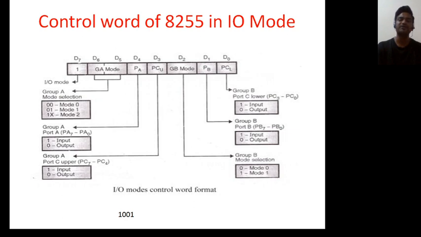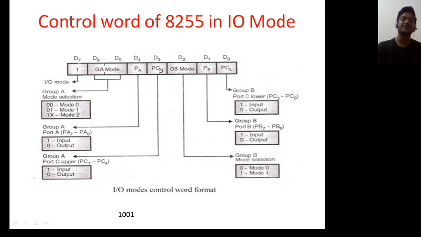So the maximum value is 2, and to represent 2 we require 2 bits. If the value is 0 0 it will work in mode 0, if the value is 0 1 it will work in mode 1, and if it is 1x, that is 1 0 or 1 1, port A will work in mode 2. Similarly, the next bit is for function: if its value is 1, port A will work as input. If its value is 0, it will work as output.